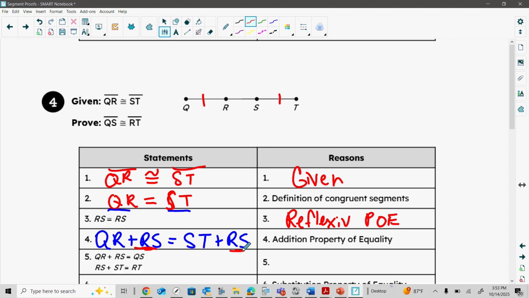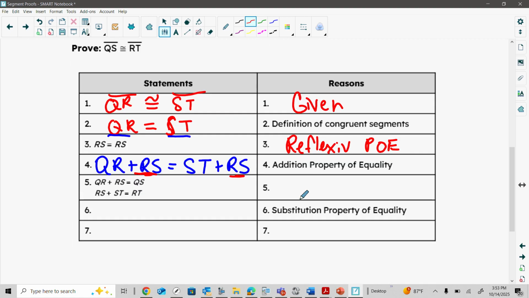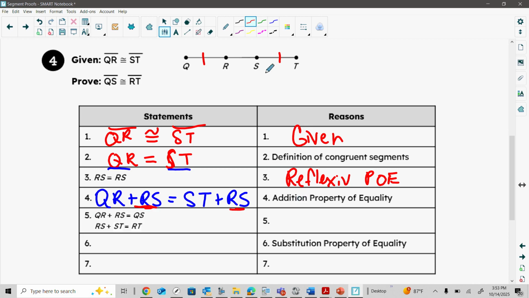Hopefully we know what to do next, because remember we talked about, if you have a part plus a part, because they're talking about the whole segment QS here, it's made up of this part QR and this part RS. Anytime I see a part plus part equals whole, that's your clue for segment addition postulate. So let's see if we can try to figure this out, and this will be turned in tomorrow. Thank you guys. Getting it done.